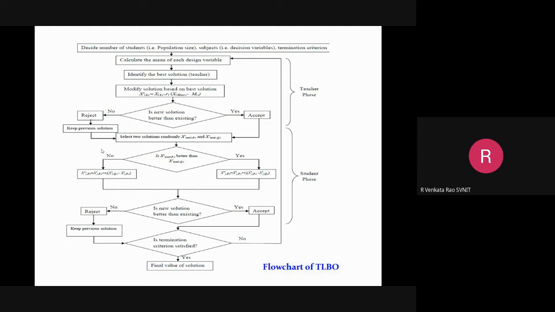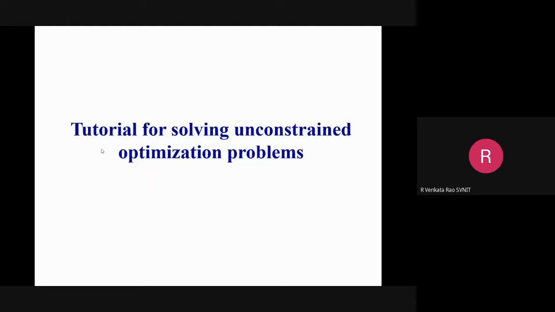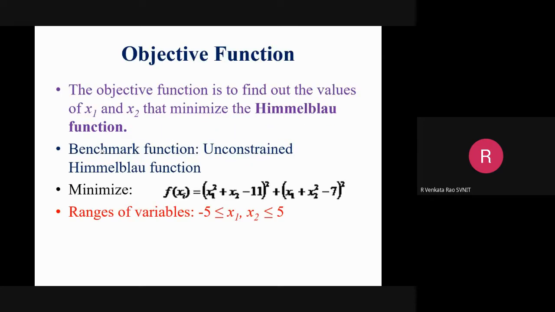Now, for the sake of demonstration, I consider here 2 variables. That means 2 subjects are taught to the students, and 5 students are in the classroom, because I cannot give you a 60-student class example. Just for a demonstration, I have prepared a table. This is a tutorial for solving unconstrained optimization problems. I have taken one objective function, called the Himmelblau function. The objective is to find the values of x1, x2 that minimize the Himmelblau function: f(x) = (x1^2 + x2 - 11)^2 + (x1 + x2^2 - 7)^2. This is a standard benchmark function for which the answer is already known. The variables x1 and x2 can take any value between -5 and 5.